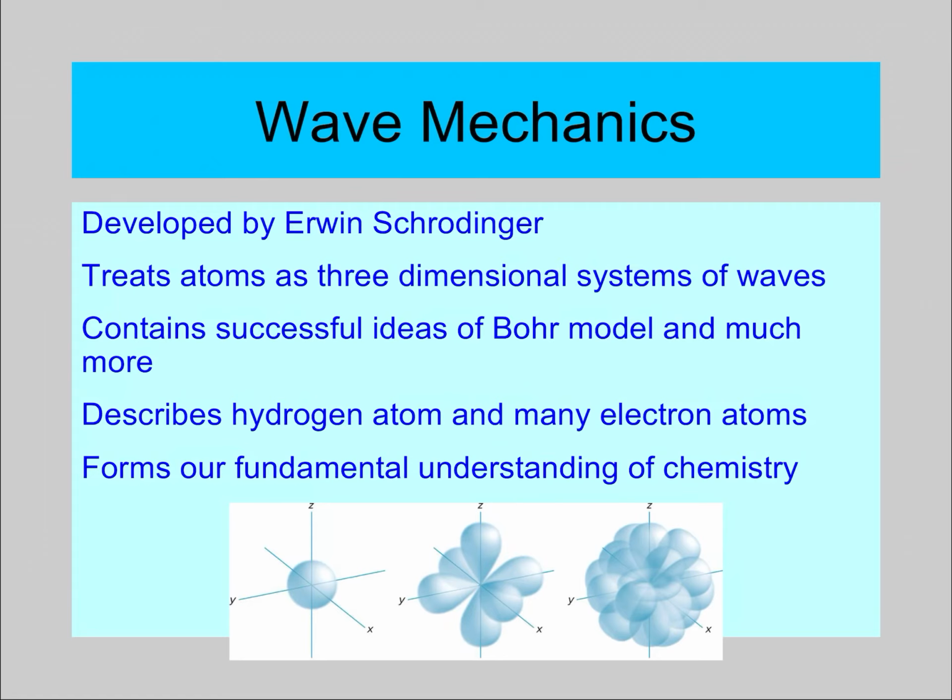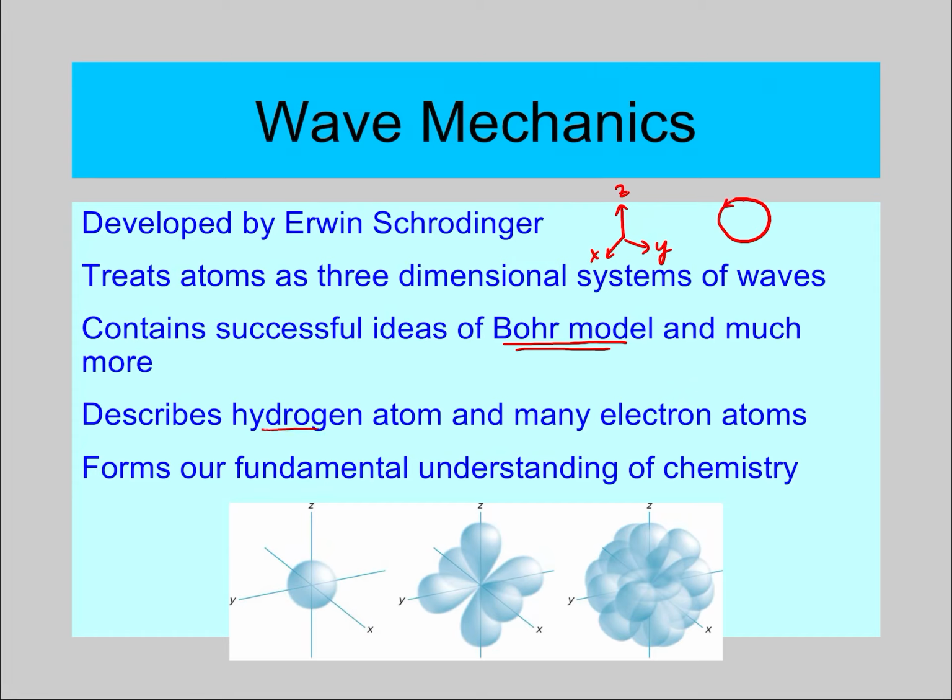It treats atoms as three-dimensional sets of waves. So when you hear three-dimensional, you have the z-axis, the x-axis, and the y-axis. So all three dimensions, instead of treating it like a two-dimensional circular wave, we're going to let it be three-dimensional. Wave mechanics contains successful ideas of the Bohr model and much more. So wave mechanics is still built on the Bohr model, but it has to be expanded to accept that there's this complicated nature of electrons, that it behaves like a wave that the Bohr model didn't account for.